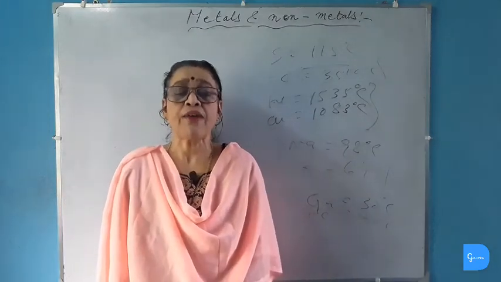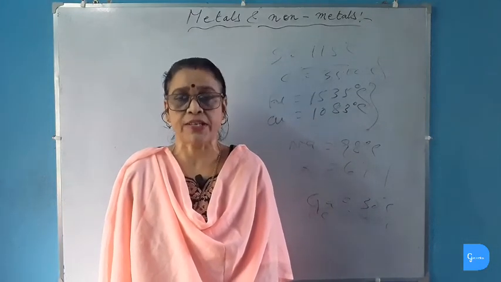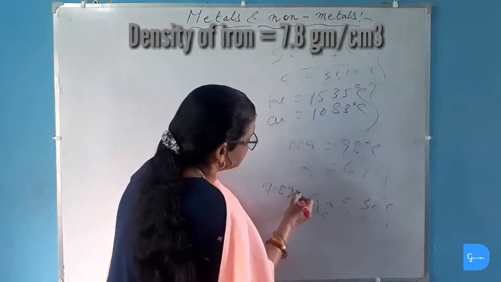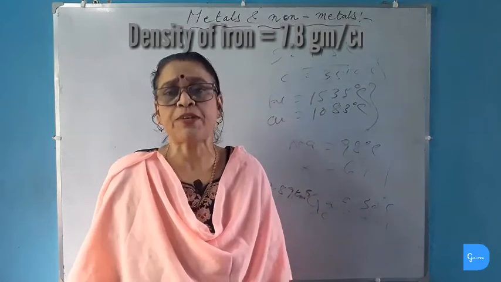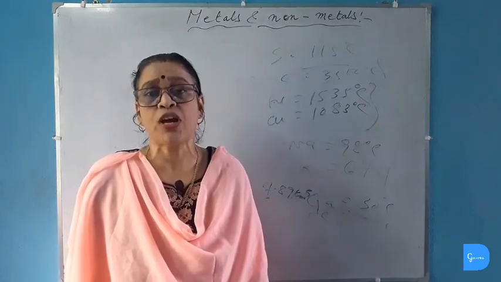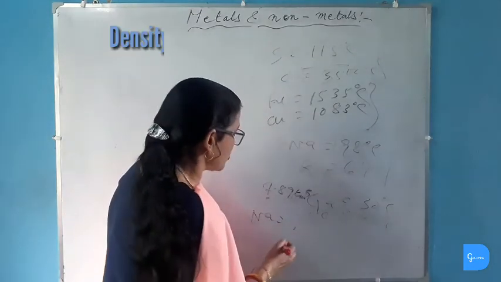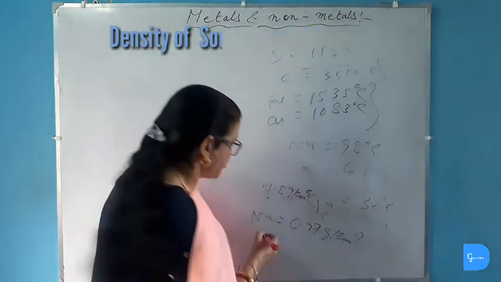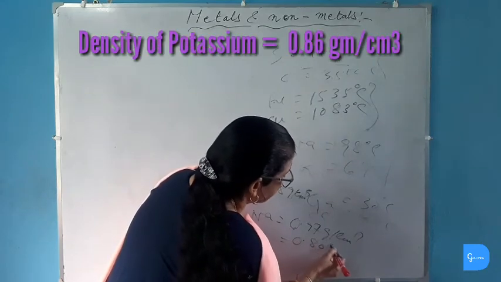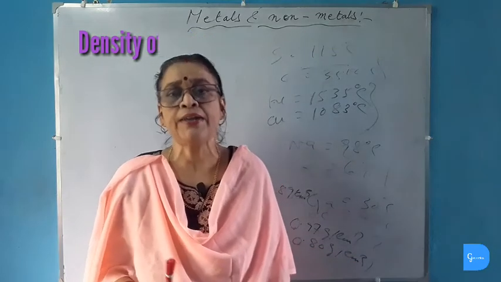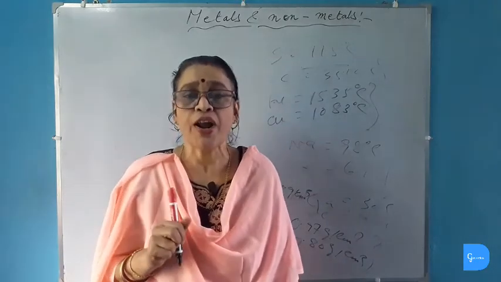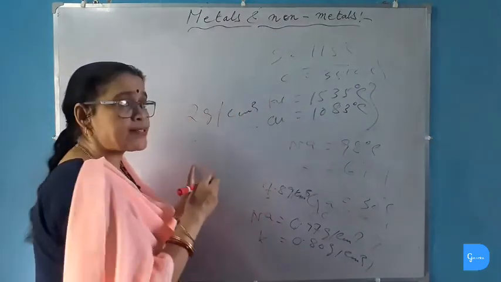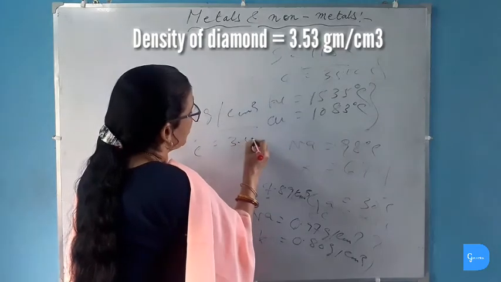Next point, metals have high densities. That is, they are heavy substances. For example, the density of iron is 7.8 gram per centimeter cube. But the exceptions are sodium and potassium. The density of sodium and potassium is quite low. The density of sodium is 0.97 gram per centimeter cube and the density of potassium is 0.86 gram per centimeter cube. On the other hand, non-metals have low densities. For example, the density of sulfur is 2 gram per centimeter cube and the density of diamond is 3.53 gram per centimeter cube.